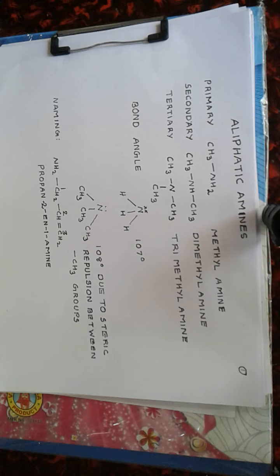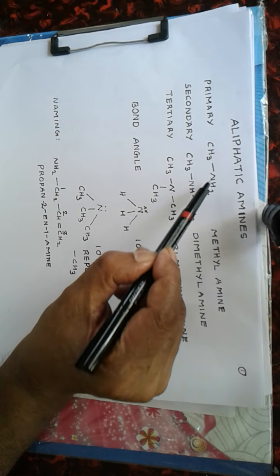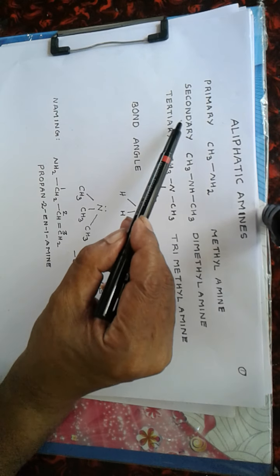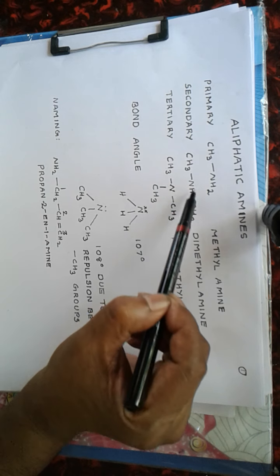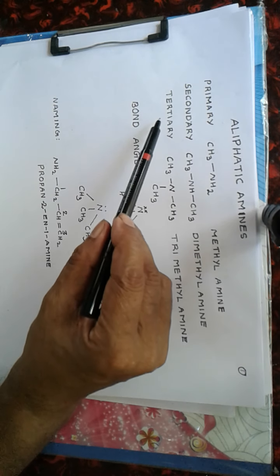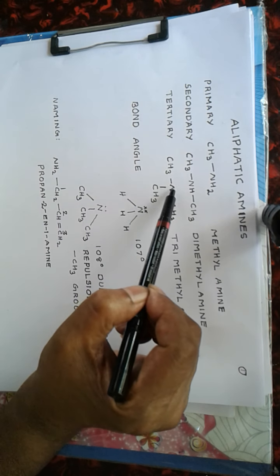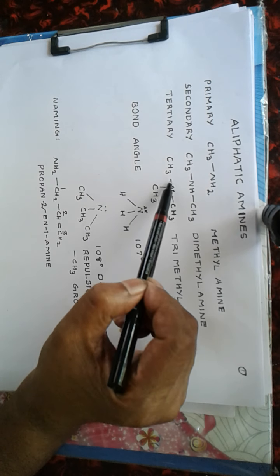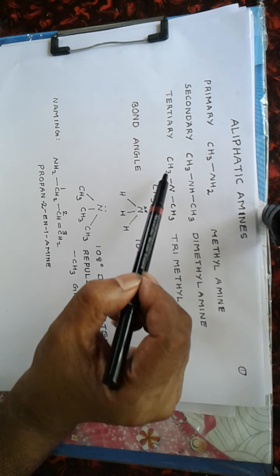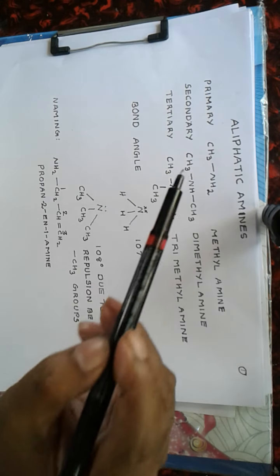Let us first discuss aliphatic amines. Aliphatic amines are classified mainly into primary amine, containing a monovalent NH2 group; secondary amine, containing a divalent NH group; and tertiary amine, containing a trivalent N group, with N's trivalency connected to alkyl groups.